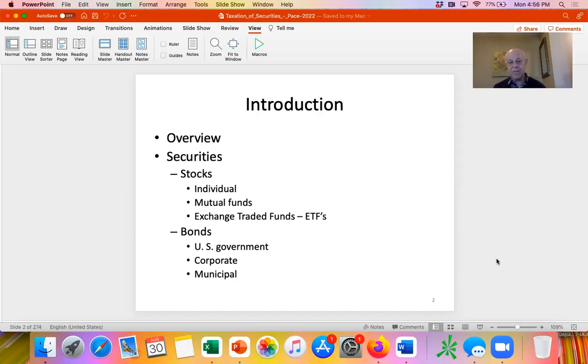And again, when we go over bonds, we'll talk about the different tax rules that apply to US bonds, corporate bonds, and municipal bonds. But basically, the investor in a bond is making a very different investment than an investor in a stock. With a bond, you're lending money to the issuer of the bond, and they're paying you a rate of interest. And that's the way you're going to make money.